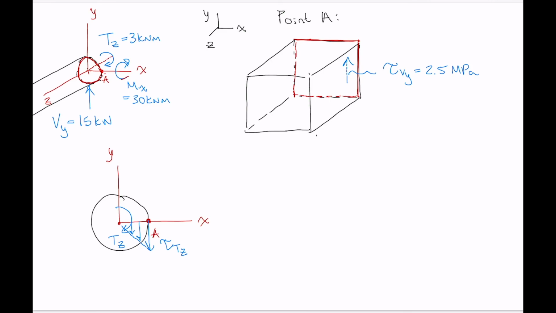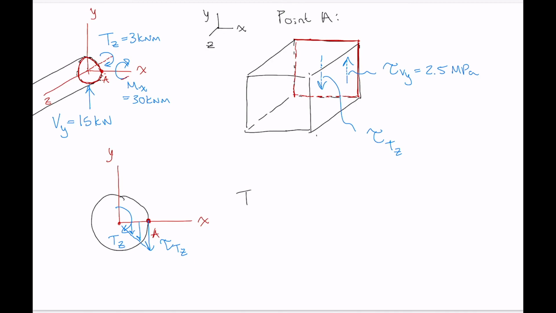Okay, so again, easy to place the shear stress on our object. What we want to do is place a shear stress on the face of our element at point A that's in the section plane. So that's the red outline face, and that shear stress needs to be oriented in the negative y direction. So just go over here and create a shear stress that's acting downwards like this, and this is tau subscript Tz.